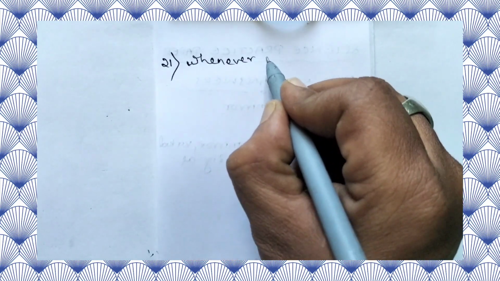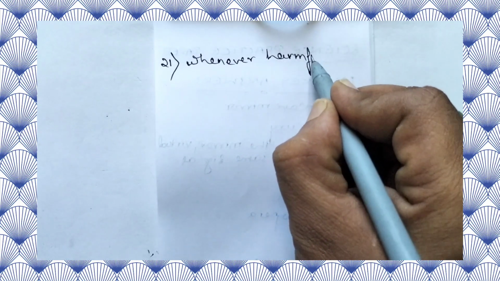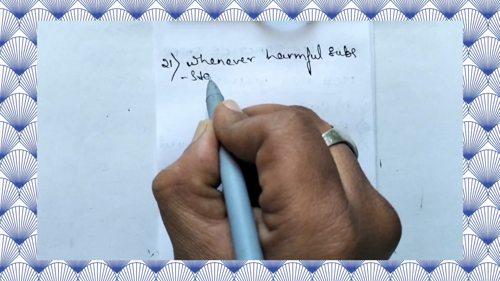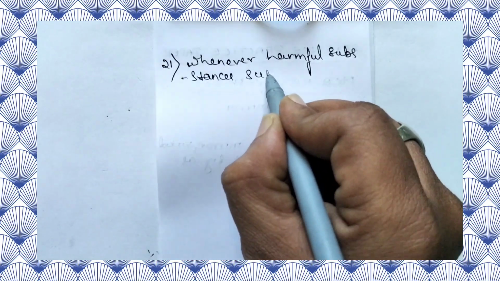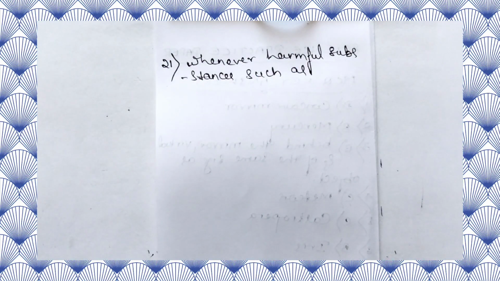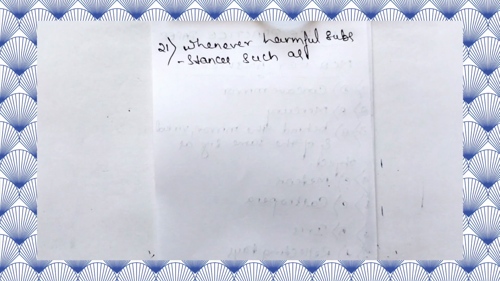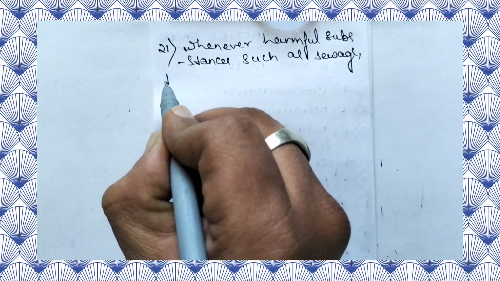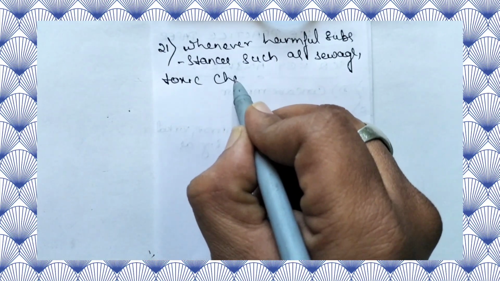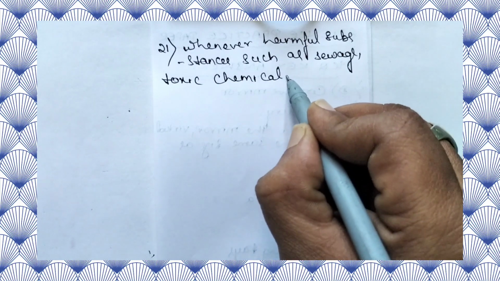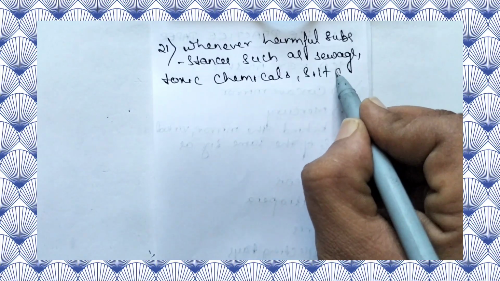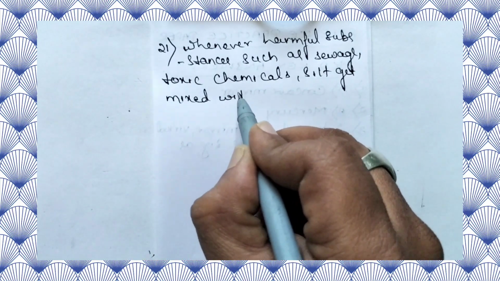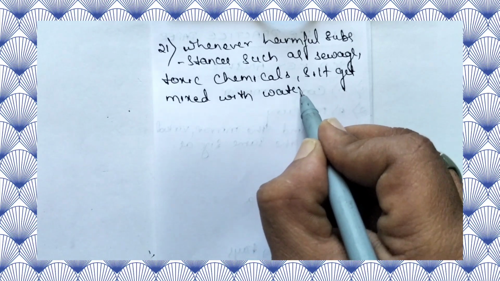Whenever harmful substances such as sewage, toxic chemicals, silt get mixed with water, this is called water pollution.